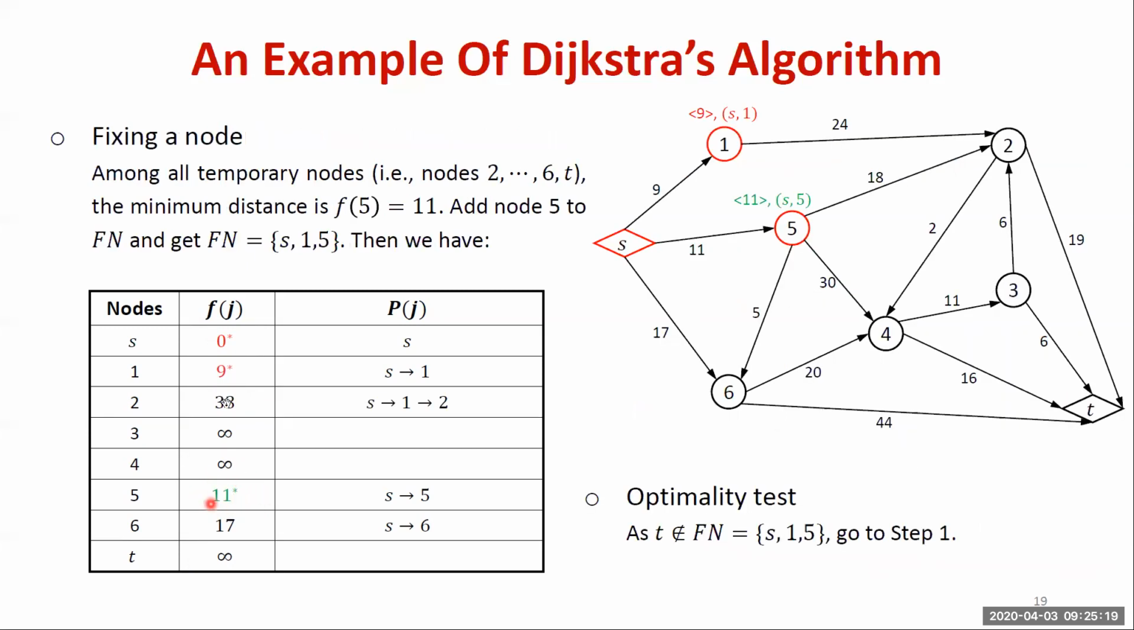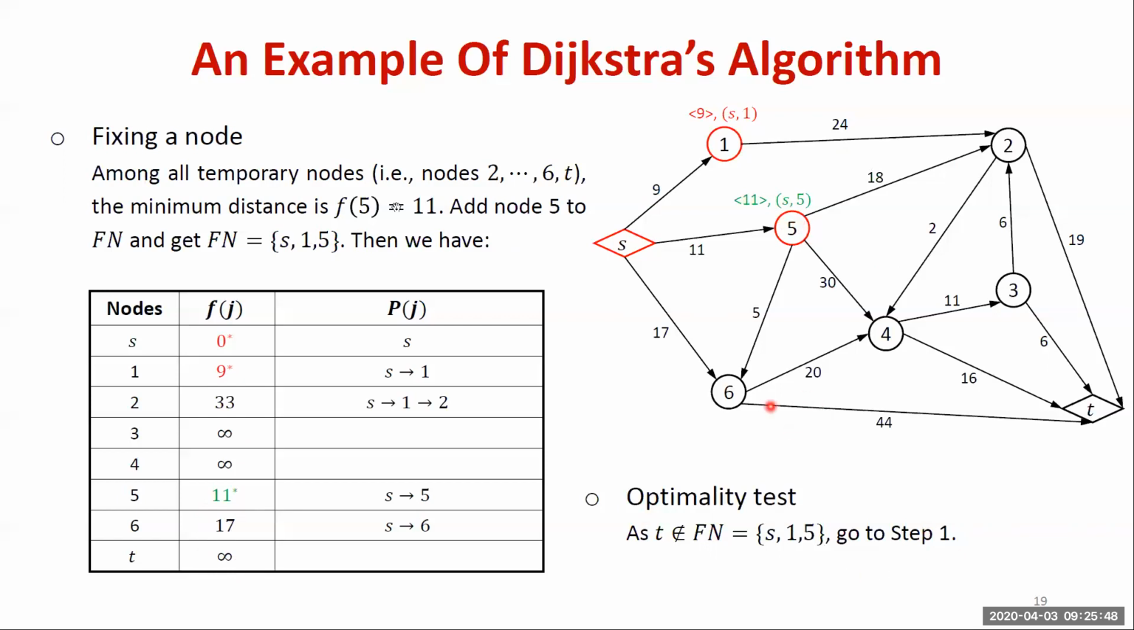Again, I use green color. All others I make red to indicate that they're fixed. So here in the graph correspondingly, you have fixed S and 1, and you need to fix 5 at this time because its temporary distance is 11, which is the smallest one among all the current temporary distances. And optimality test, is T fixed? No, T is not fixed.